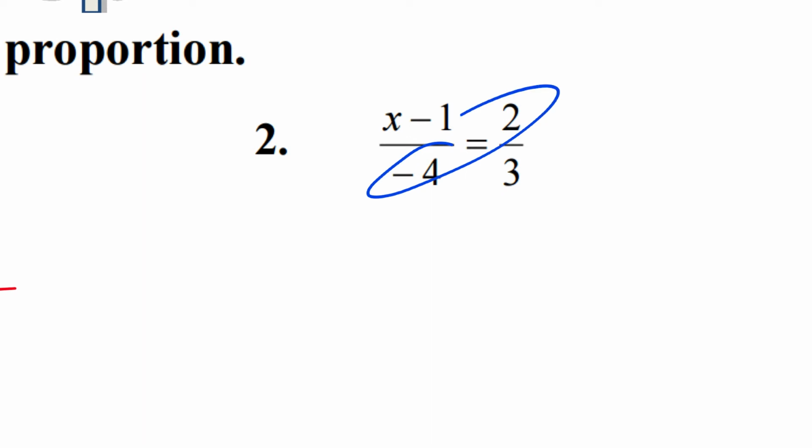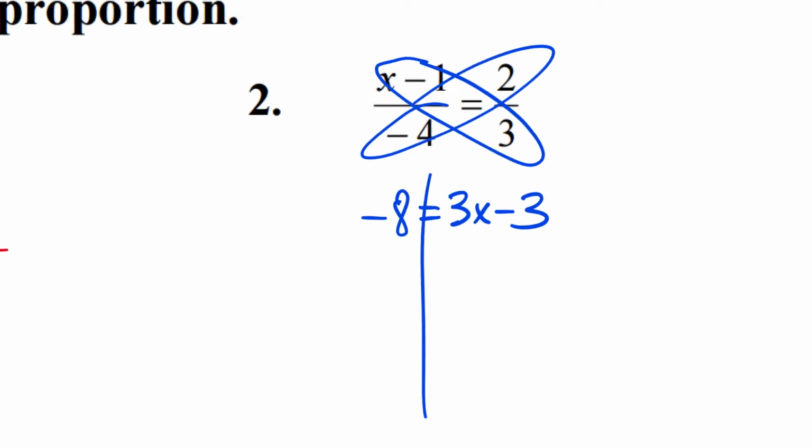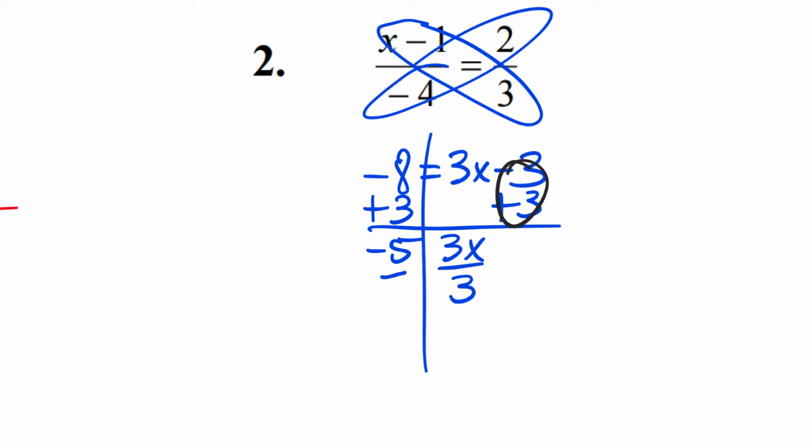Okay, number 2, negative 4 times 2 is negative 8. And then x minus 1 times 3 is what? 3x minus 3. Because you've got to do 3 times x gives you 3x, and 3 times negative 1 gives you negative 3. And we're going to add 3 to both sides, and this is going to give you negative 5 equals 3x. Zeroed out. Divide both sides by 3 to make this 1 x.